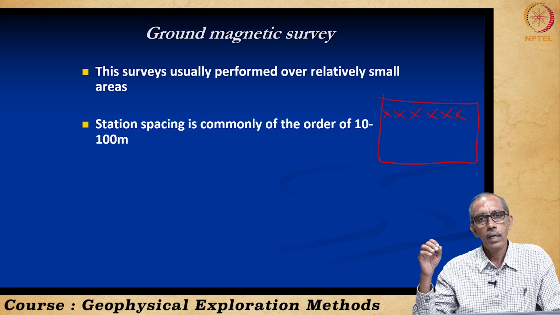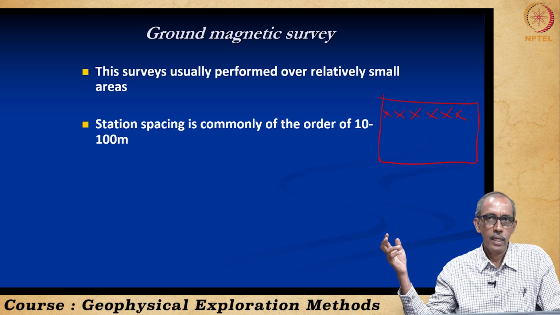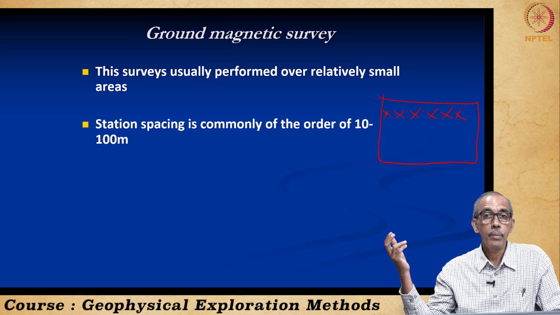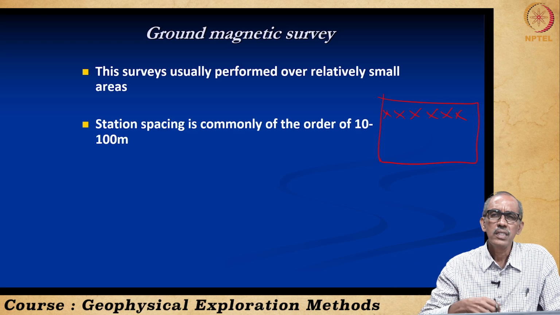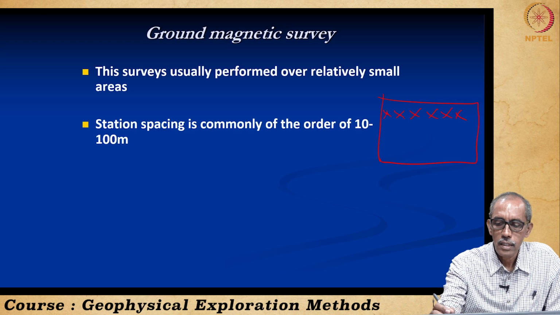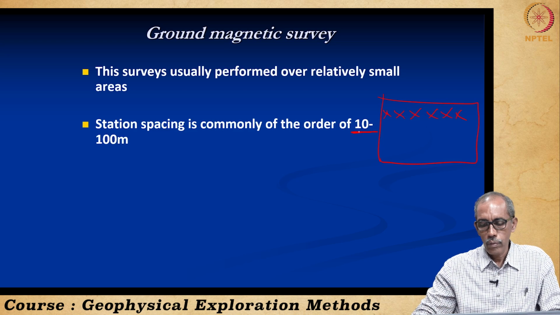Suppose you are searching for an artifact or some buried treasure of dimension 1 by 1 by 1 meter, then the station spacing has to be very, very small, isn't it? Maybe 5 or 10 meters. Or you are searching for a thick sedimentary basin where the thickness of the sediment is expected to be 4 or 5 kilometers, then the station distance can be much higher. In fact, we can go in for an aeromagnetic survey too. Generally, in a ground based survey, station spacing will be between 10 to 100 meters.